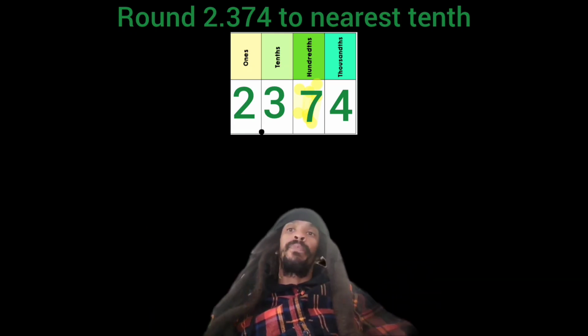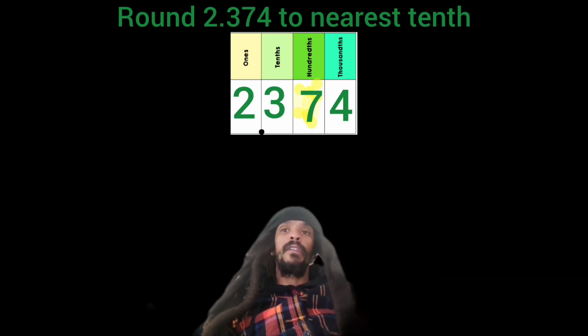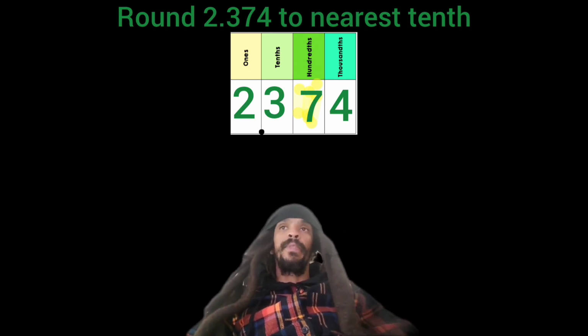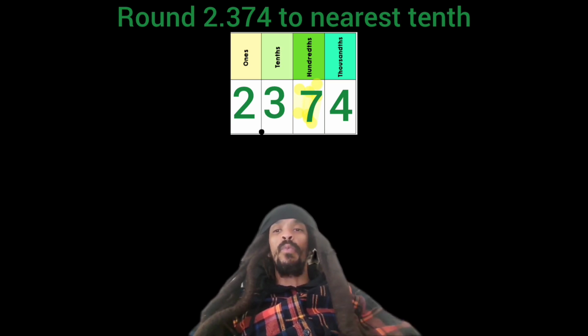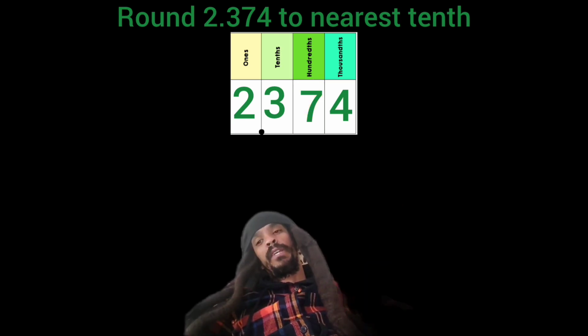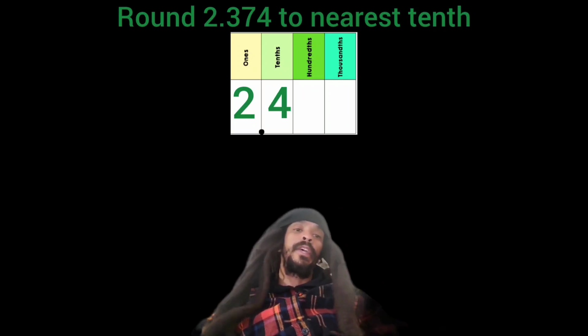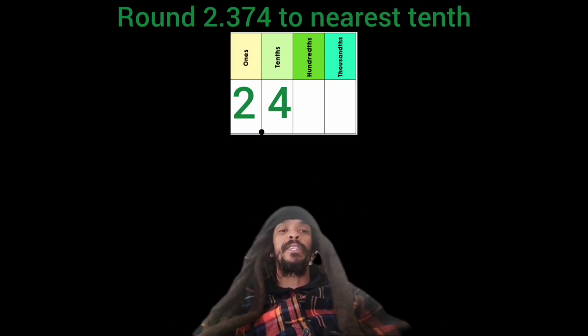So now we're concerned with that 7, and we're going to round up or down based on where it is. That 7 is over a 5, and when it's 5 or more, we let it soar. So that 7 is going to make our 3 round up to a 4. And after that, we're going to remove our remaining digits.